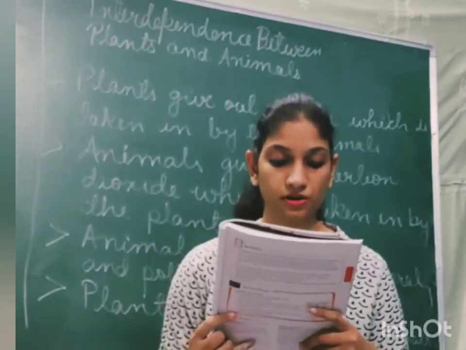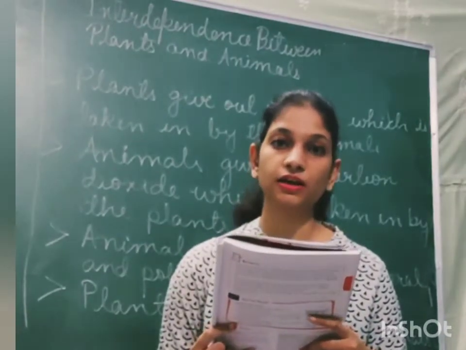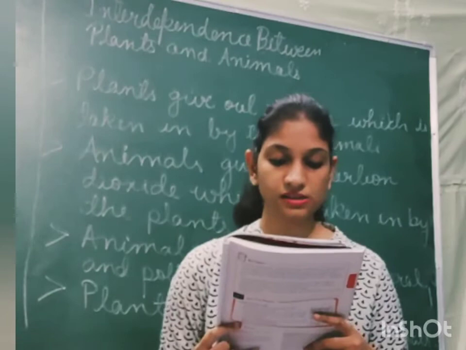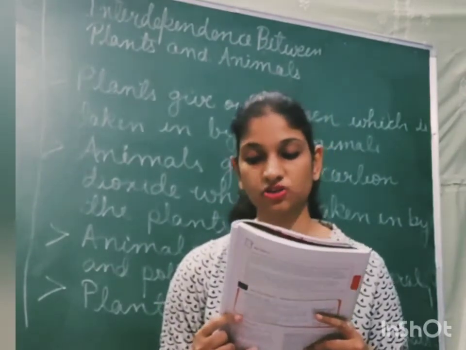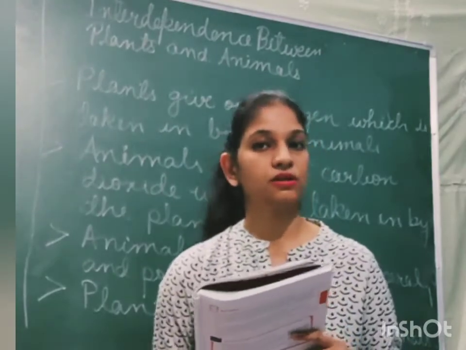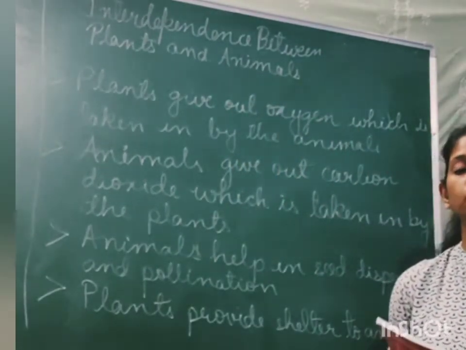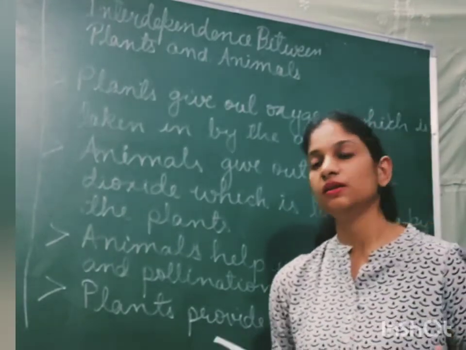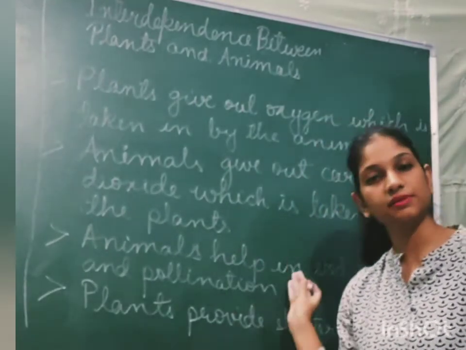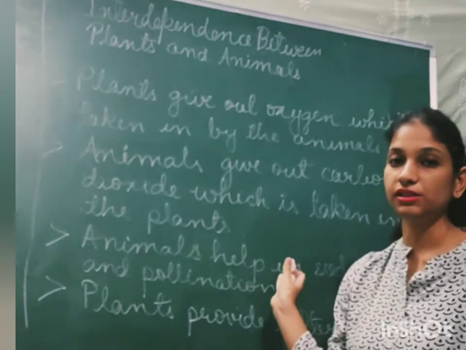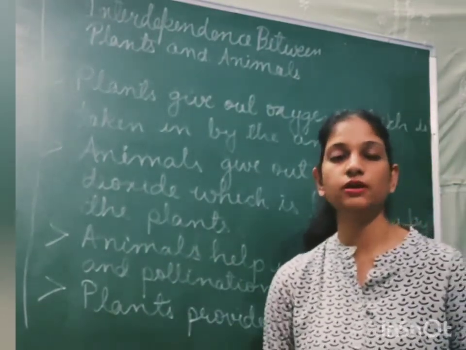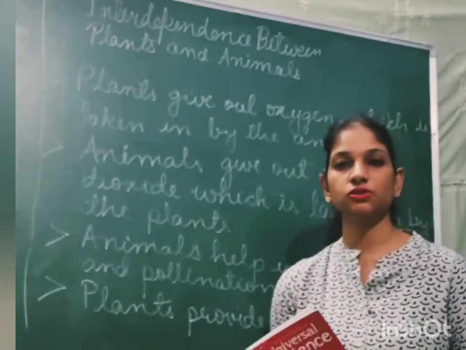Animals such as birds use plants to make their homes. Thus, plants and animals are strongly interdependent on each other for their survival. If the plant won't be there, then animals will also not survive. If animals won't be there, then plants also cannot survive. That's all for today's topic.